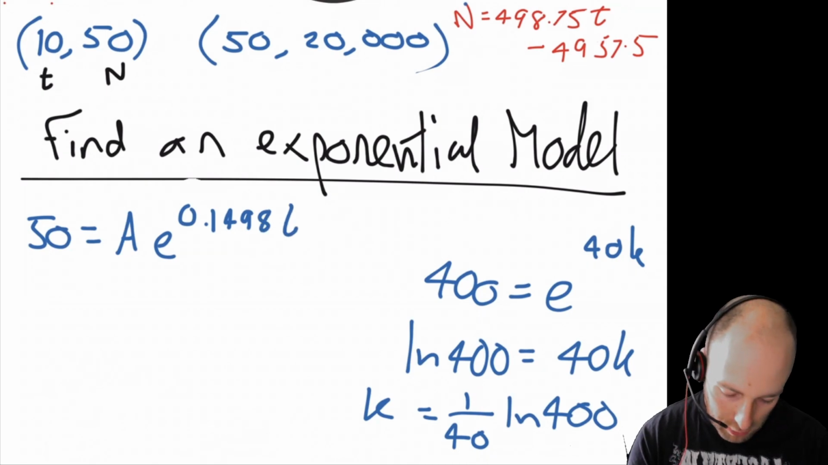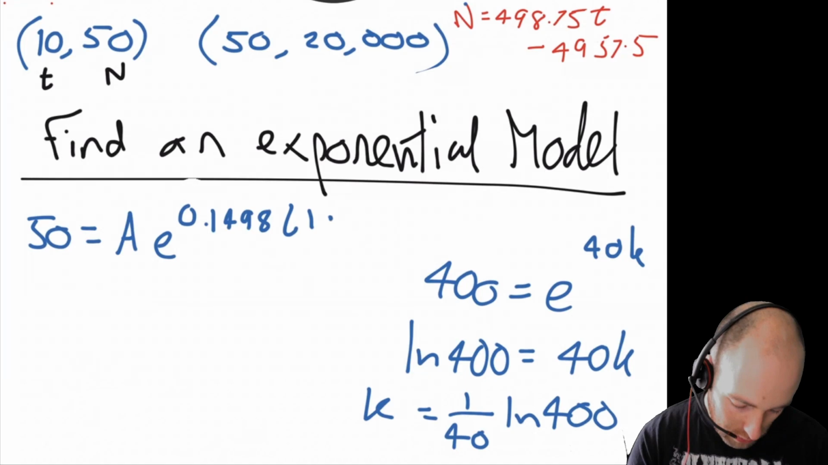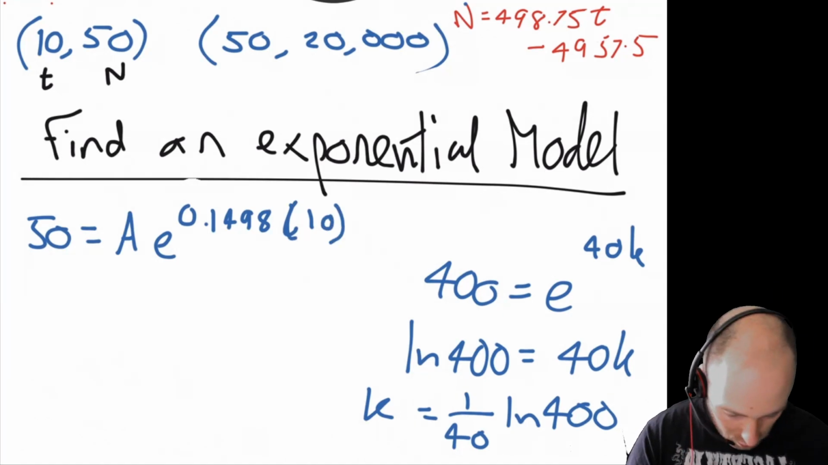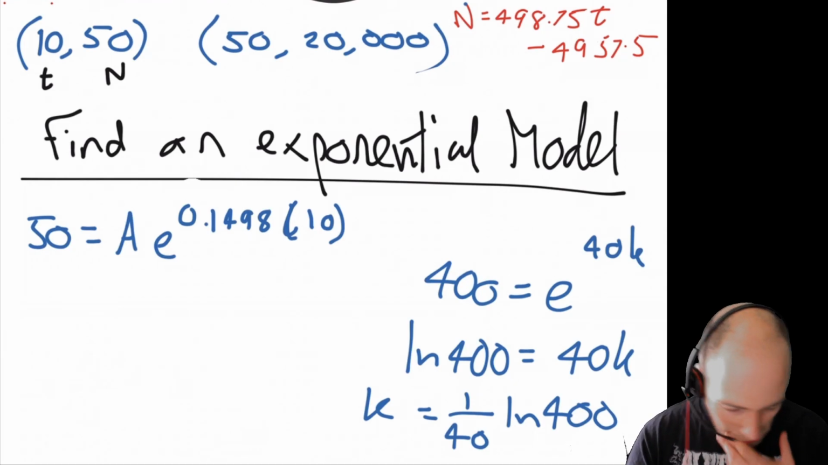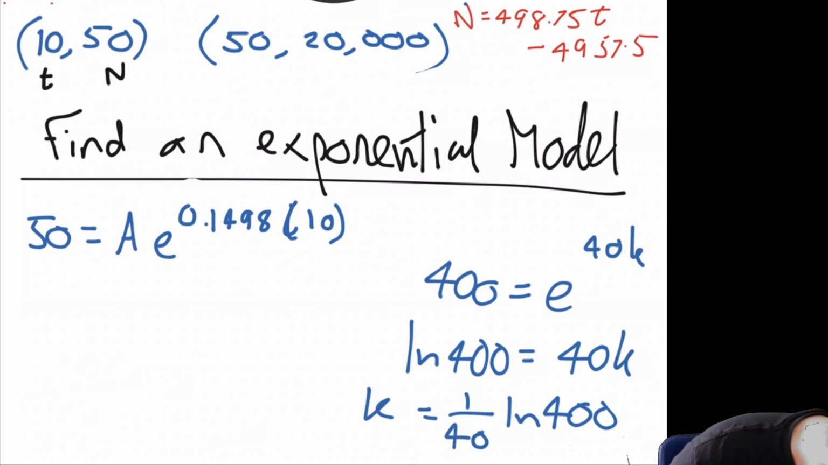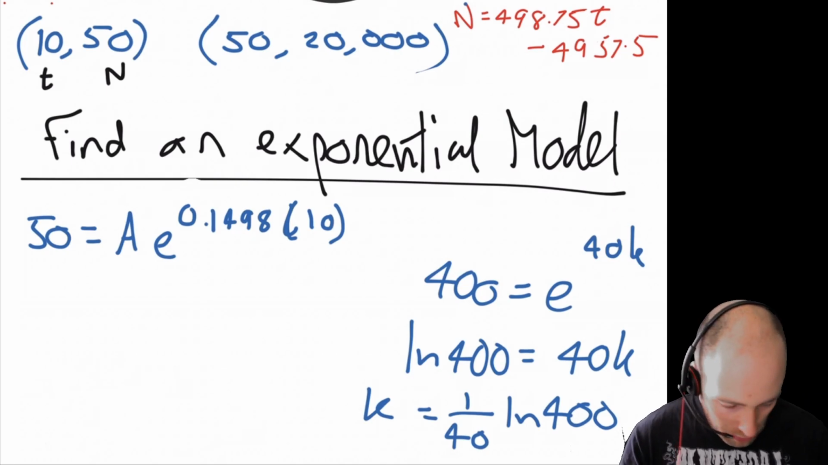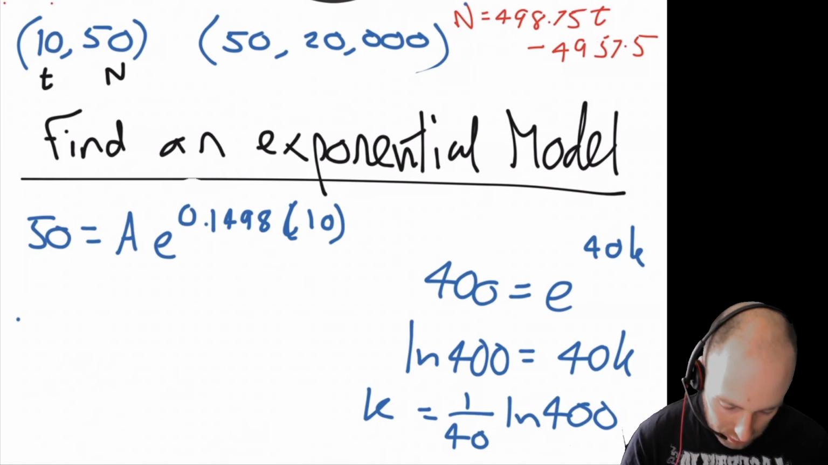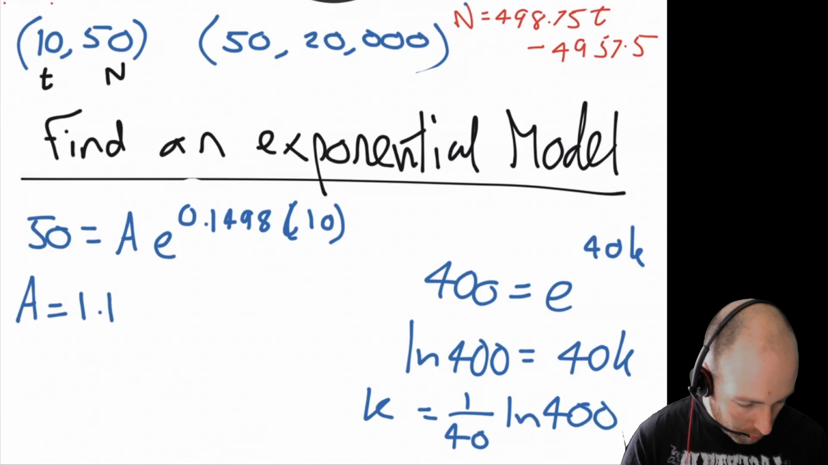T. And I know t was 10, so I'm going to put 10 here in some brackets. We can use that to find a. So times that by 10, put it to the power e, so e to the power I just got. And then 50 divided by answer should give me a pretty exact value for a, so I get a is 1.11.